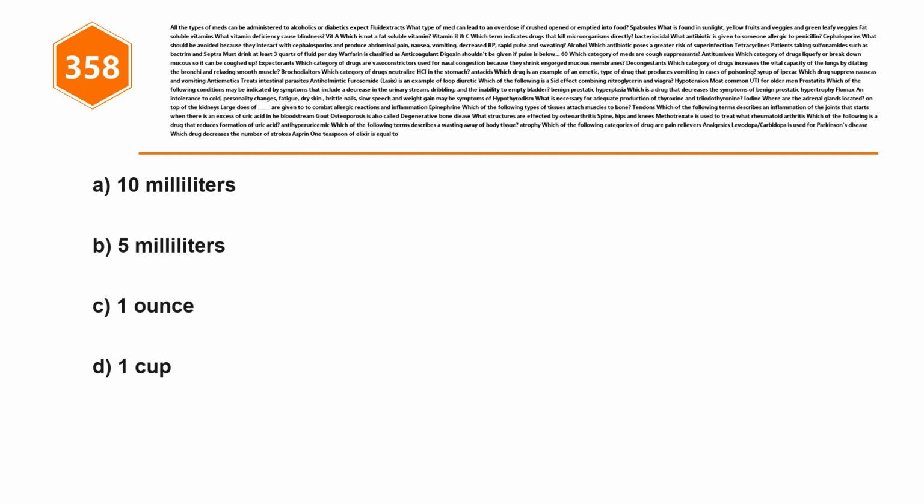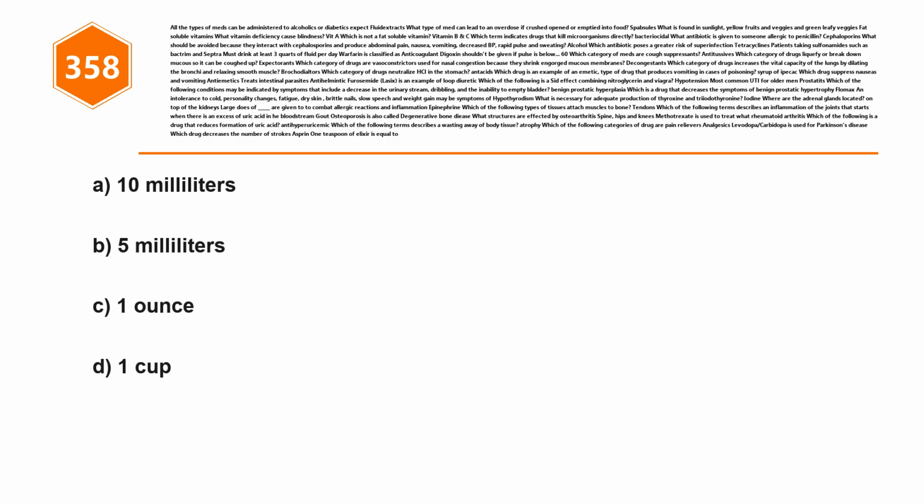What is necessary for adequate production of thyroxine and triiodothyronine? Iodine. Where are the adrenal glands located? On top of the kidneys. Large doses of blank are given to combat allergic reactions and inflammation. Epinephrine. Which of the following types of tissues attach muscles to bone? Tendons. Which of the following terms describes an inflammation of the joints that starts when there is an excess of uric acid in the bloodstream? Gout. Osteoporosis is also called degenerative bone disease.